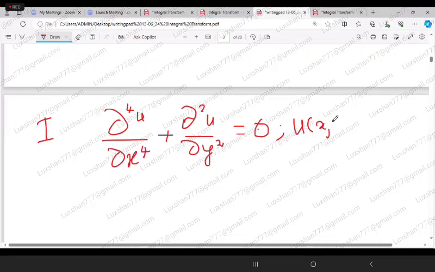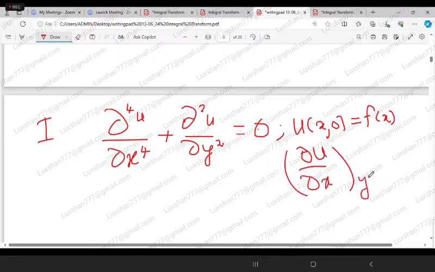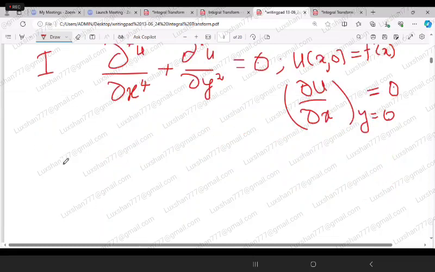u(x, 0) = f(x). The function is not given, but they have just given the function f(x). Then ∂u/∂x when y = 0 equals 0. Okay, so now the solution.